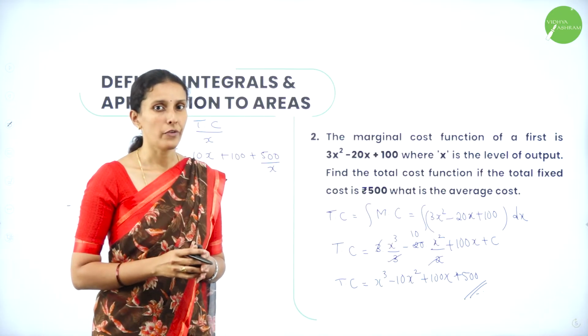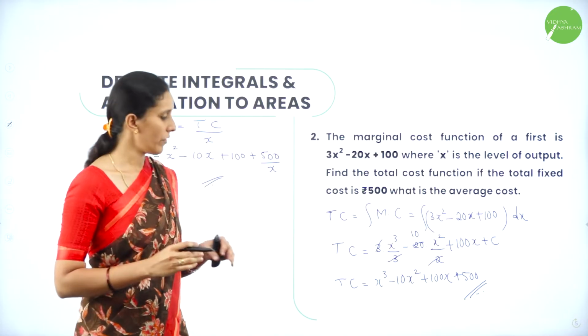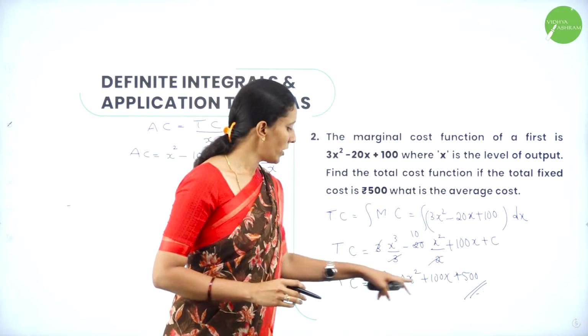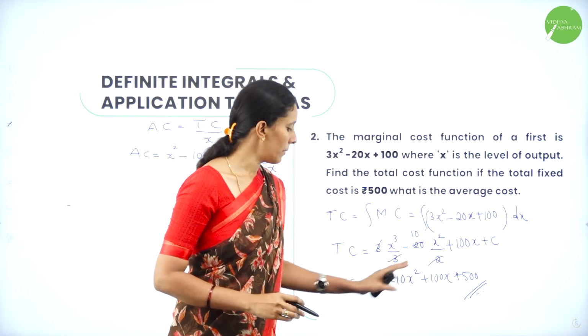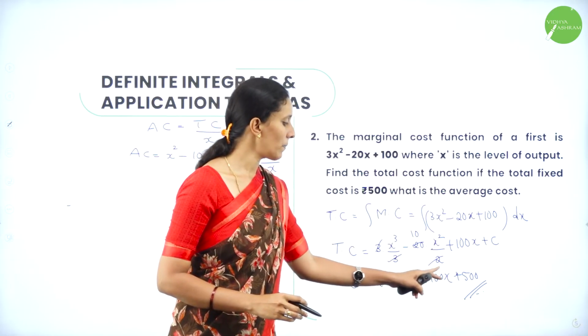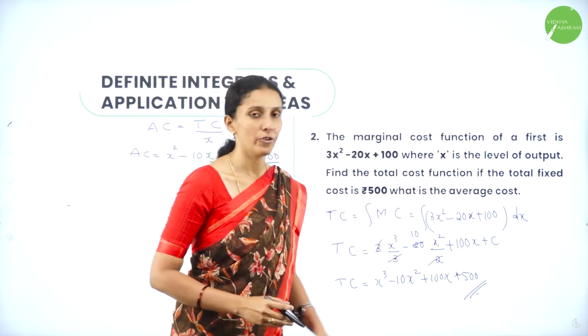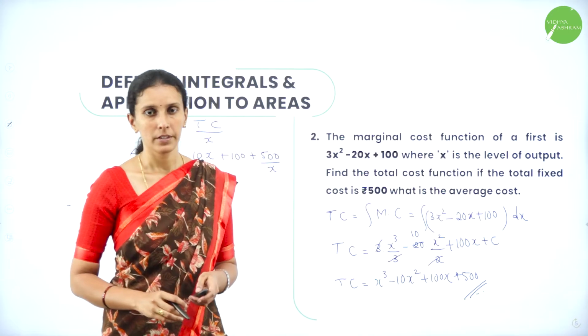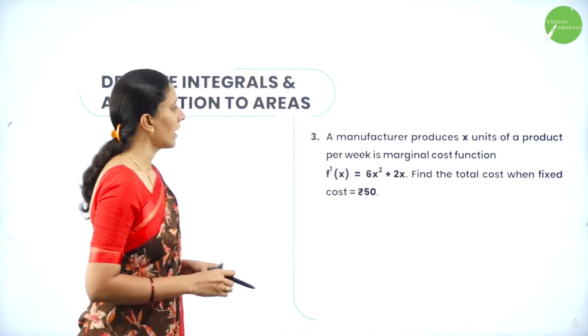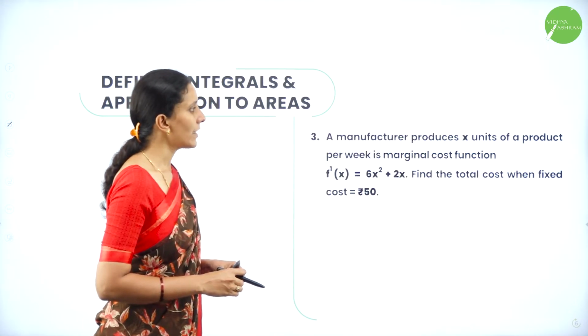Suppose they ask you to find the total variable cost of a function. Then the part containing only variables, that is x³ − 10x² + 100x, becomes your total variable cost, where 500 is the fixed cost. Next question. A manufacturer produces x units of a product per week.